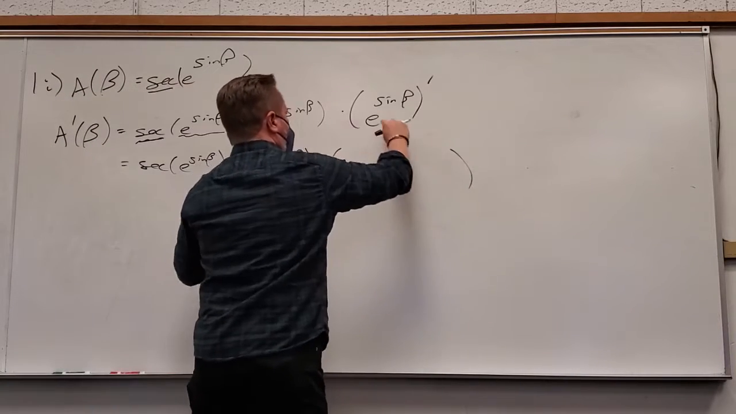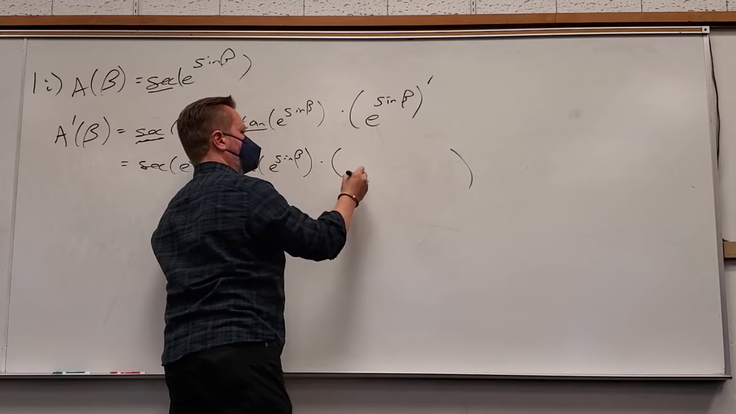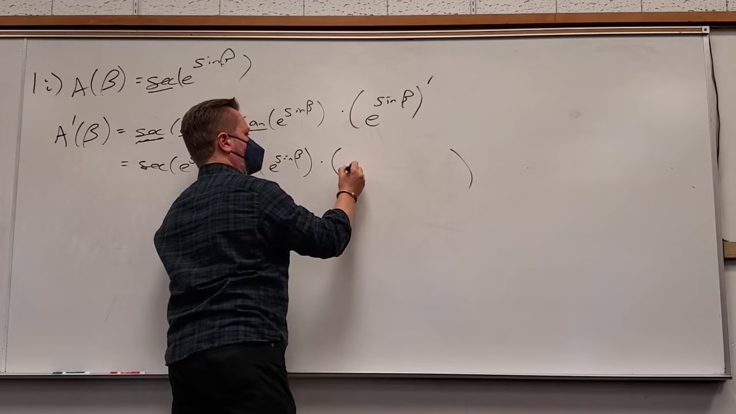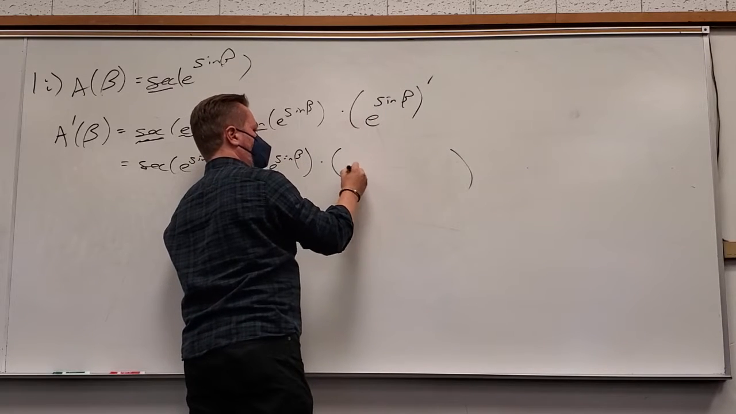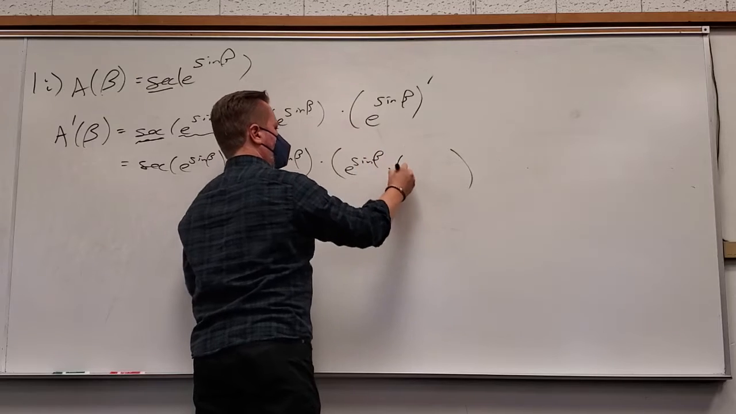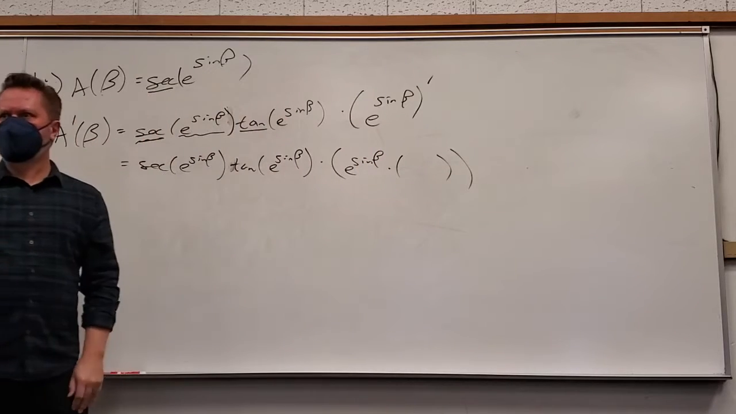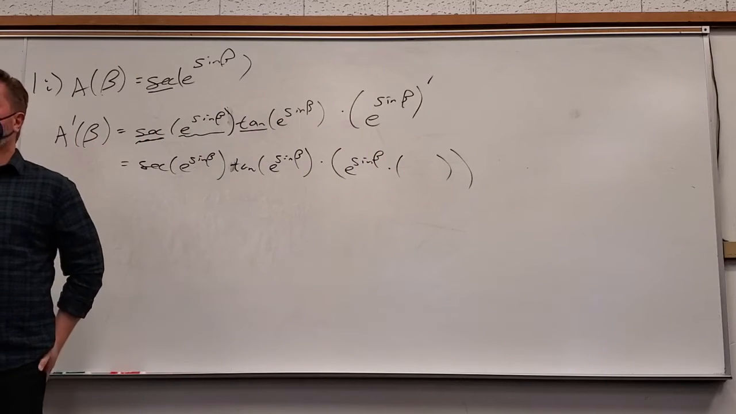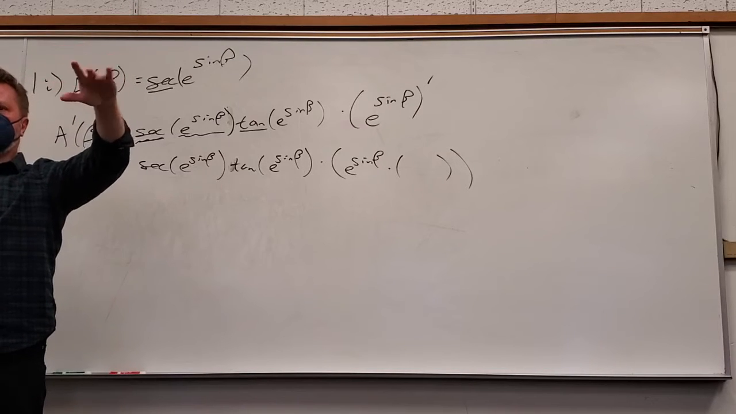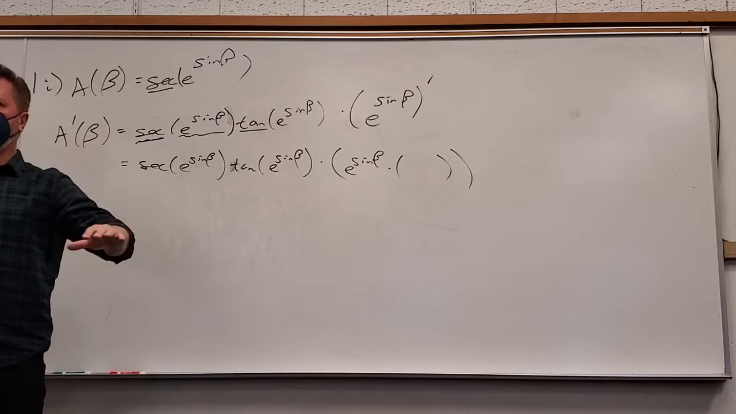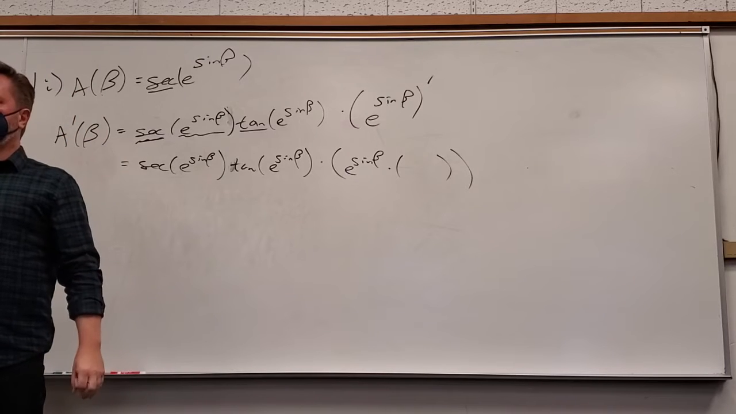And what's the derivative of e to stuff? I know the natural log is in there somewhere. What's the derivative of e to stuff? E to stuff times natural log of e, which is 1. So e to the x is the only function we know of at the moment whose derivative is itself.